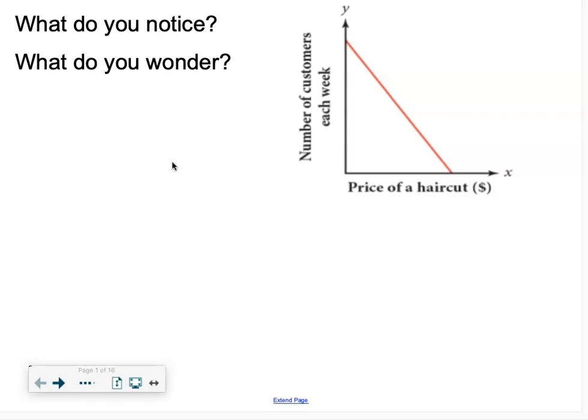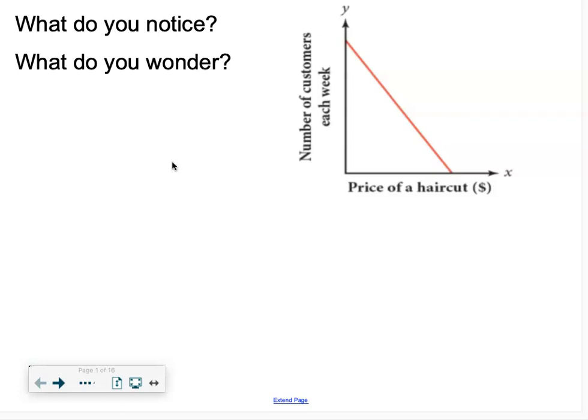Good question. So no, because we have a higher price, we have fewer customers, but we don't know which product of price times customers would be the highest. It doesn't mean that their product stays the same all the way through. Why do they use this type of graph? Why is it linear, right? Does anyone wonder what that price is that causes them to have no customers?